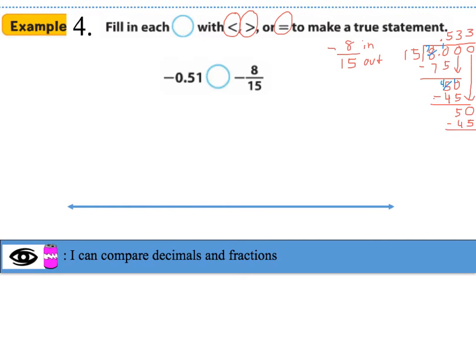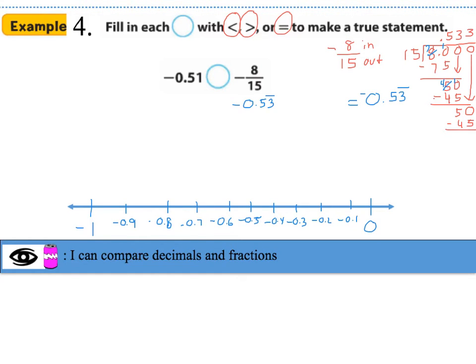So after using in and out, I know that the fraction -8/15 is equal to -0.53 repeating. So I'm going to go ahead and write -0.53 repeating under here. And let's go ahead and graph it on a number line. I know that both rational numbers are between 0 and -1. And I'm going to jump in increments of tenths. So after placing the increments by tenths within my number line, I'm going to go ahead and graph this.